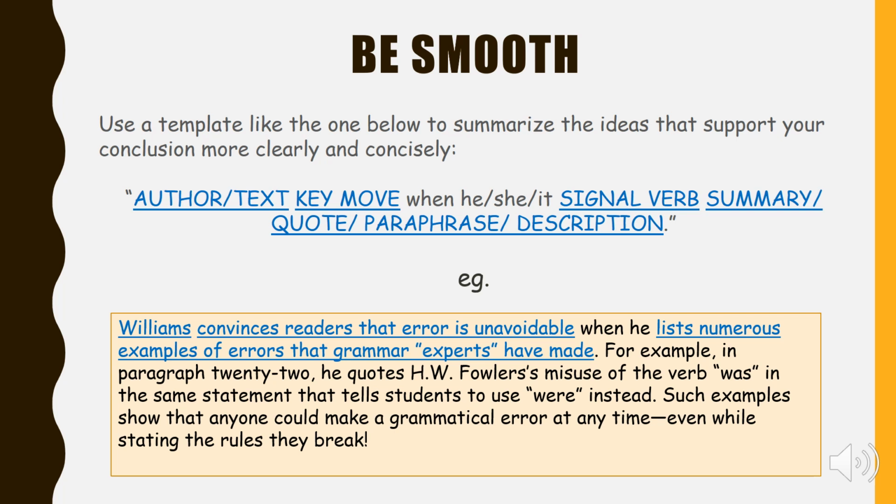My signal verb is list, and then the summary, or perhaps the description, is all of those errors that he had. Next, I give an example from the text to prove that Williams really did this, and I cite the paragraph number so that any reader who wants to double check my work can do so. Next, I explain why this proves the point I made earlier in my topic sentence.